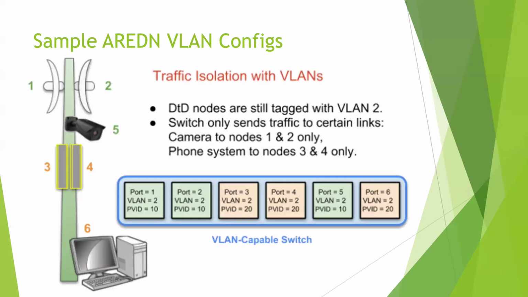Okay. So here's a sample AREDN VLAN config. This gives you traffic isolation with VLAN. So there's several nodes in play here. There's node 1 and 2 are nodes. 3 and 4 are nodes. Those are AREDN radios. Okay. Then 5 is a camera and 6 is a PC. So I have these plugged into a switch.